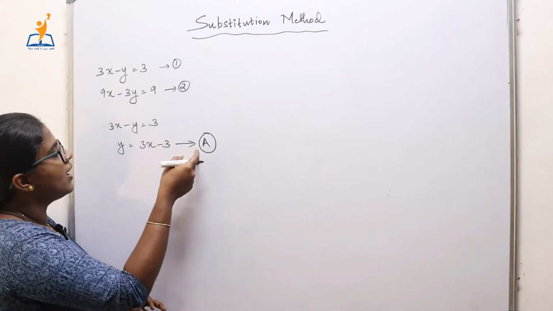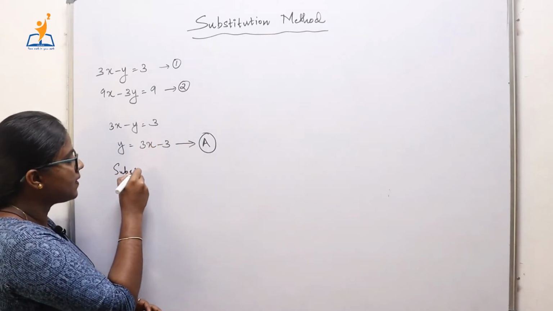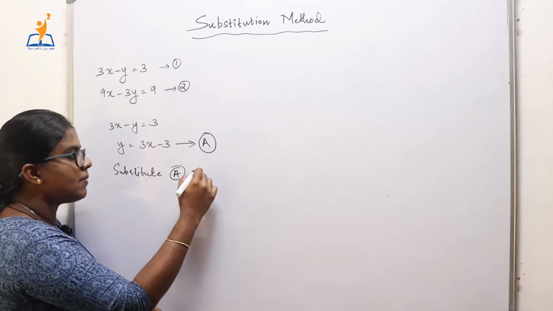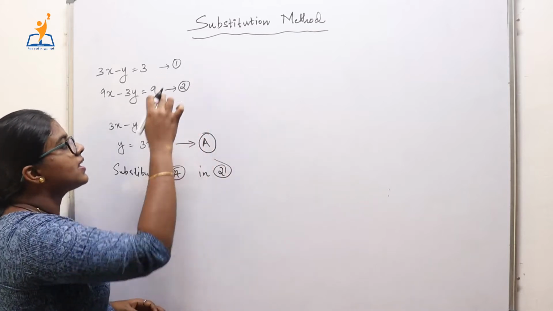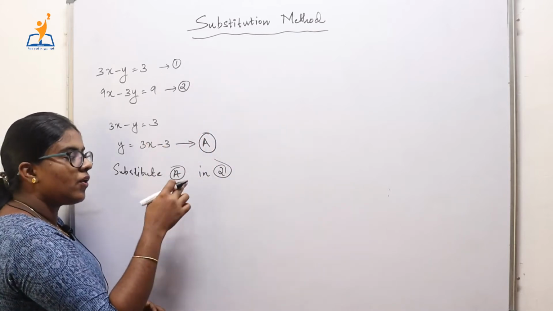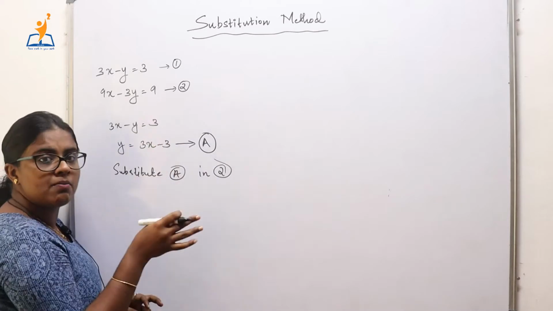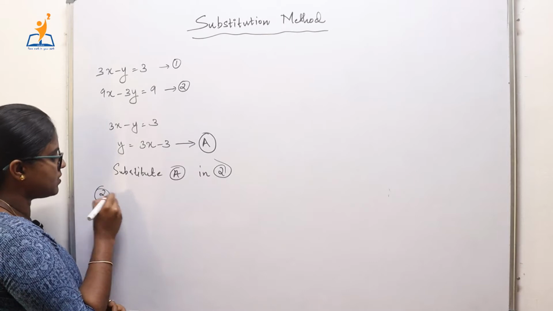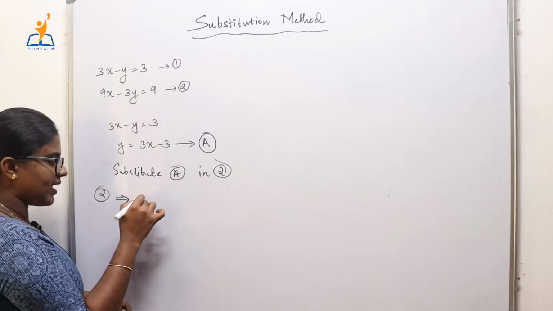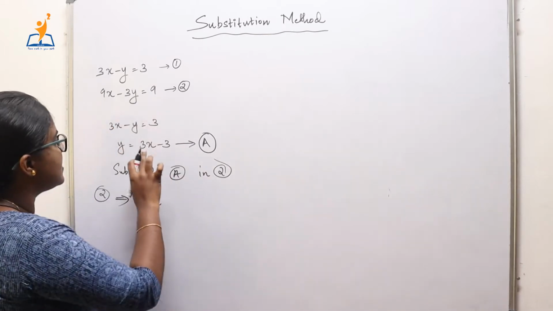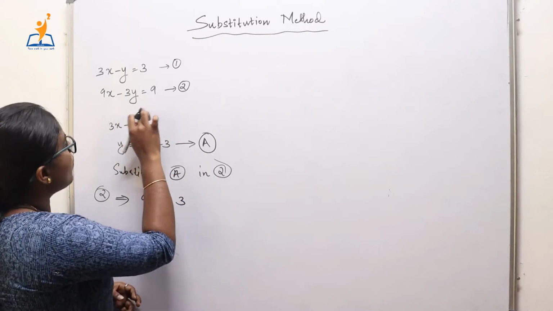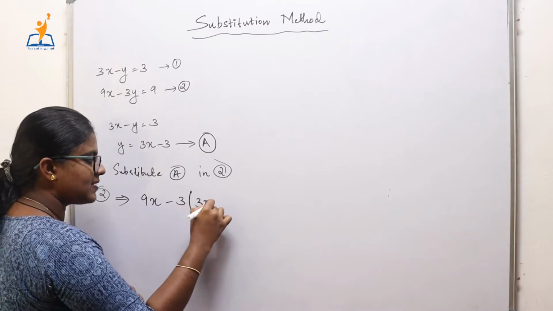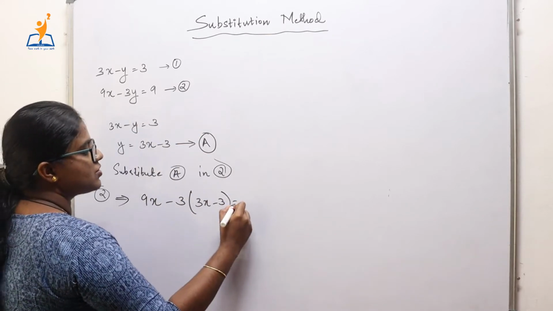Now let's move on. I am going to substitute equation number A in equation number 2. We started with equation number 1, so we are going to substitute the value of A in equation number 2 only. Now substituting the value of A in equation number 2, equation number 2 becomes what? 9x minus 3 into y, and we have found out that y is 3x minus 3, so 9x minus 3 into (3x minus 3) is equal to 9.